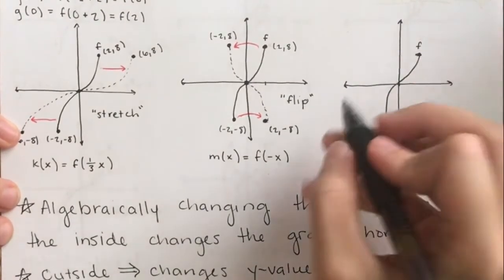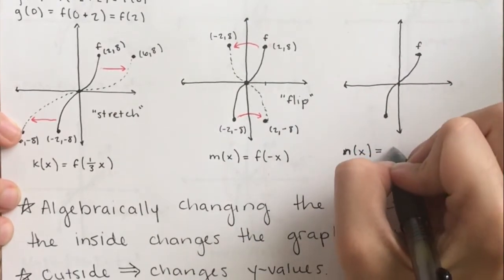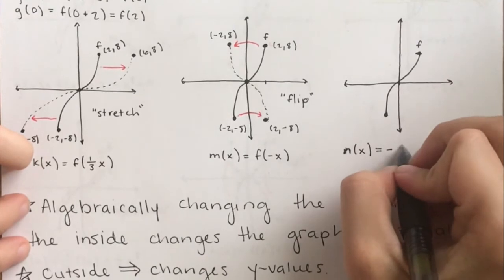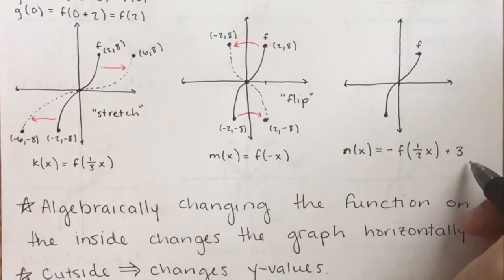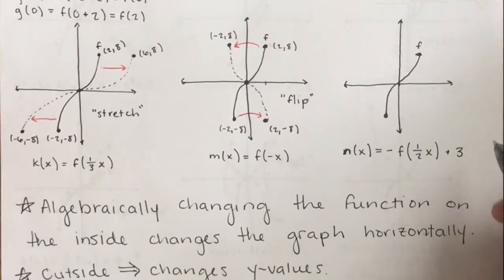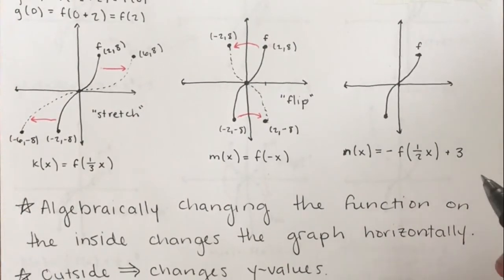Let's say we're given the function n of x, and n of x is negative f of 1/2 x plus 3. So how are we going to do this? Well, all we have to do is follow PEMDAS, the order of operations. PEMDAS is that old saying you may have heard before, please excuse my dear Aunt Sally. When I used to tutor the football players at NC State, they had their own version to remember it. You can use whatever you want, whatever's helpful.